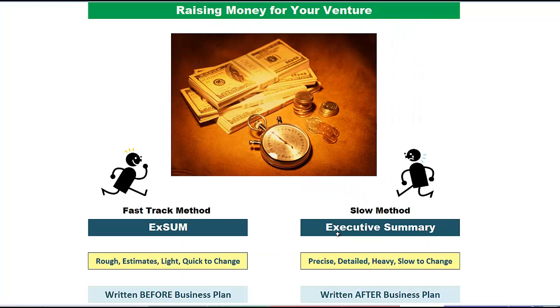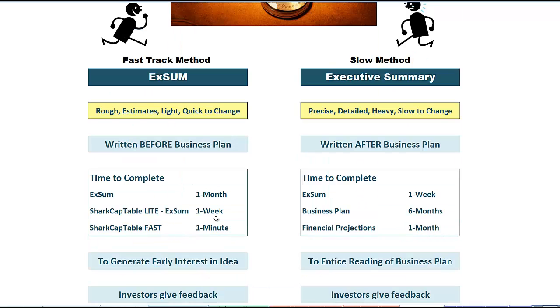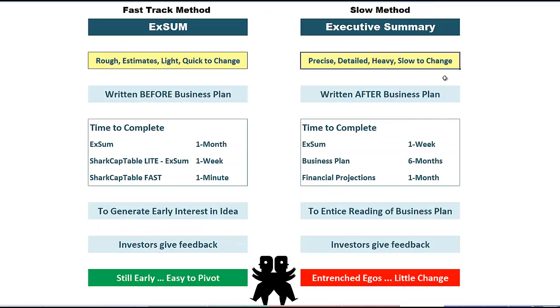Now, an executive summary is important while raising money for your venture. I'm going to talk about the fast track method and the slow track method. Now, here's this little guy, and he's all distressed. I don't think he's going to get to the money before this guy does. He's doing the fast track method. The ExSUM is rough, light, quick to change. The executive summary is detailed, precise, heavy, and slow to change. The ExSUM was written before the business plan. That's an important distinction. The executive summary is written after the business plan.